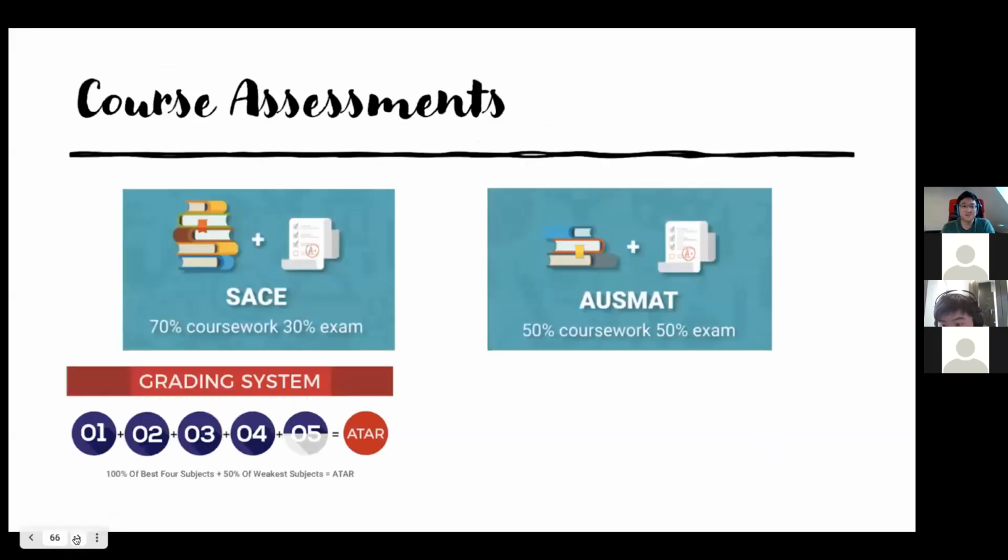So about this course assessment, in AUSMAT, it's 50% coursework and also 50% exam. And like what I mentioned earlier, only the top 4 ATA subjects will be taken into consideration. So your 5th subject, meaning the subject that you perform worst, wouldn't be taken into consideration. So your marks will still be great. Yeah. And how's it in WAIS?